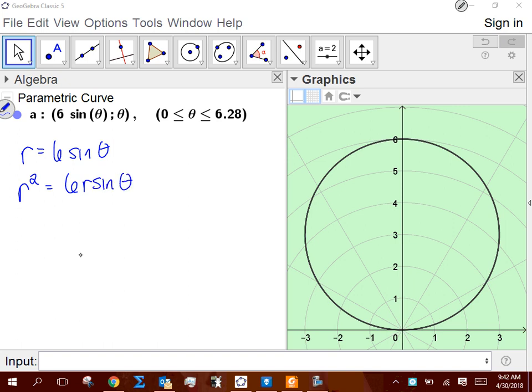So when I do that, I'm going to put the r in a convenient spot. It gives me that, right? What is r sine theta equivalent to? Okay, it's equal to y. So I get x squared plus y squared on the left, and I get 6y on the right, correct? That is your equation of a circle.